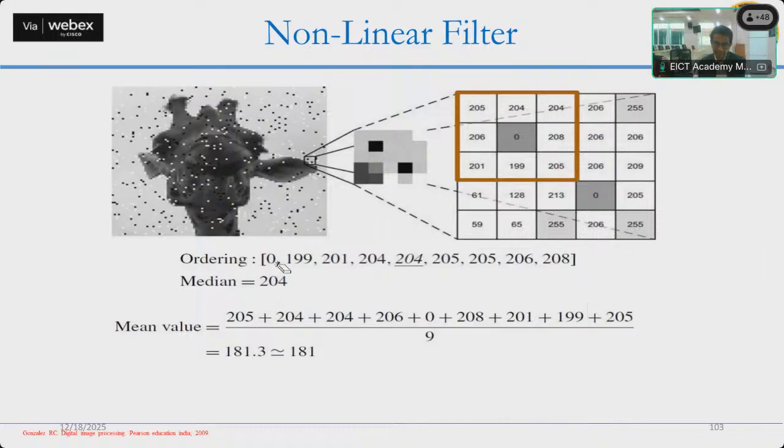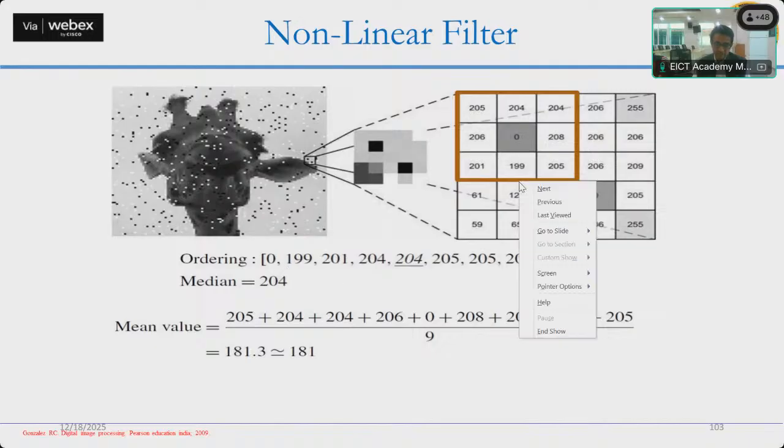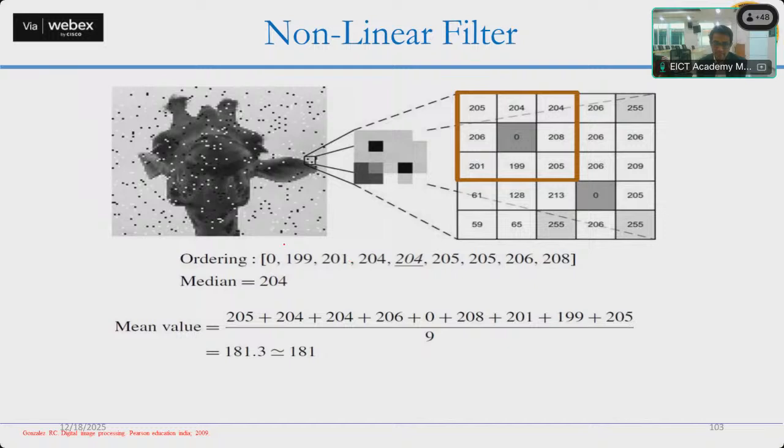So here you can see again the 9 elements are there. 1, 2, 3, 4, 5, fifth element. 6, 7, 8, 9. So here they have basically shown it. When you show it here, the value 204 will come. And if you take the mean value, when you add up these things, it will be 181. So you can compare how much difference there is in the median filtering or the non-linear filter.